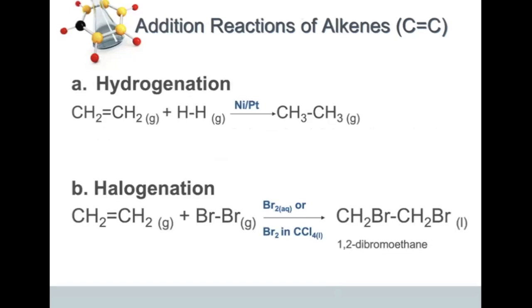So first, if we're adding hydrogen, we call that type of addition hydrogenation. Check it out. We'd use a nickel or platinum catalyst, and if we have the alkene, we would get the corresponding alkane from it. So if we start off with, for example, ethene, we would end up with the corresponding alkane, which would be ethane.